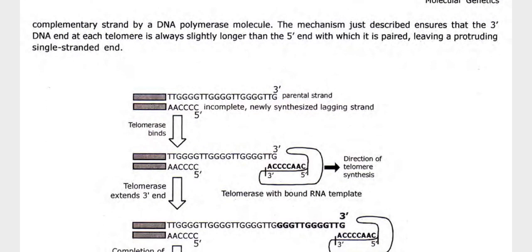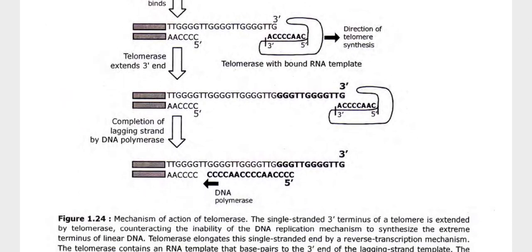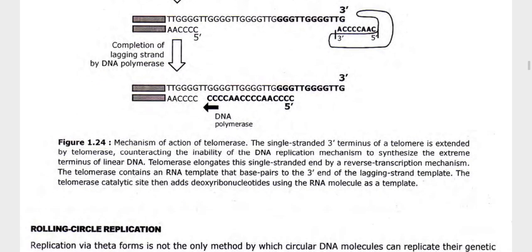The mechanism just described ensures that the 3' end at each telomere is always slightly longer than the 5' end with which it is paired, leaving a protruding single-stranded end. So, the parental strand, the incomplete newly synthesized lagging strand, telomerase binds, and the direction of telomerase synthesis: telomerase extends the 3' end, with bound RNA template, then completion of the lagging strand by DNA polymerase.